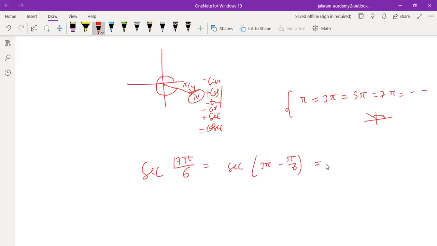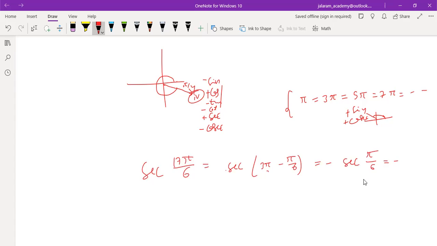In the second quadrant, we know sec is negative. Only sine and cosec are positive in the second quadrant. All others are negative. So sec is negative, we write minus. 3 pi is a non-changer. All the multiples of pi are non-changers and multiples of pi by 2 are changers. This is a multiple of pi, so it is a non-changer. Sec remains sec. And the value of theta is pi by 6.